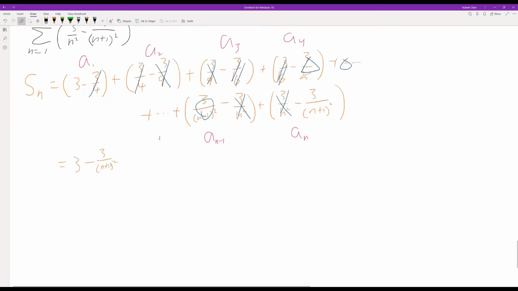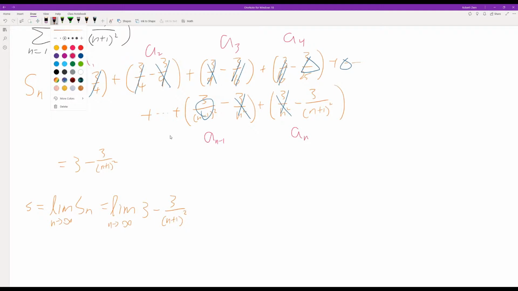So this is just the partial sum, right? In order to find the sum, the little s, we just need to take the limit as n approaches infinity. If we want the infinite sum, all we need to do is take the limit as n approaches infinity of Sn, which is the limit as n approaches infinity of 3 minus 3 over n plus 1 quantity squared. Now, the second term right here is going to go to 0, because we have n in the denominator, leaving us just a 3 as our limit.